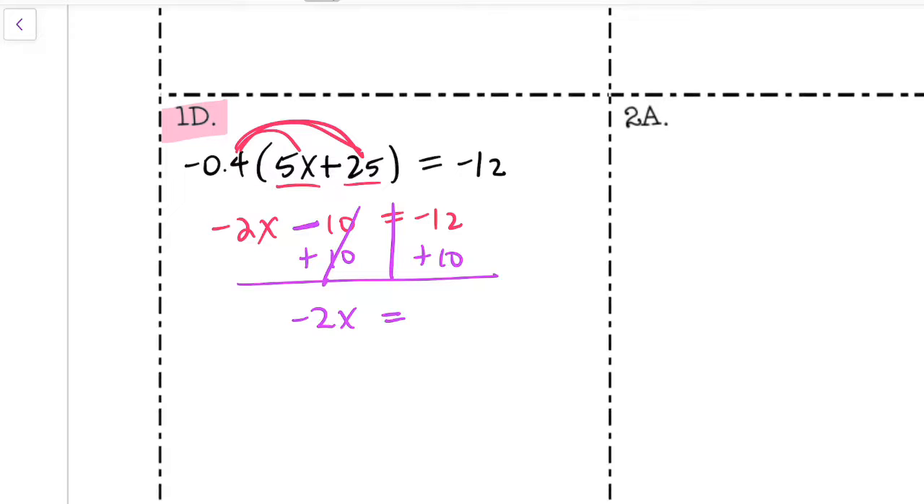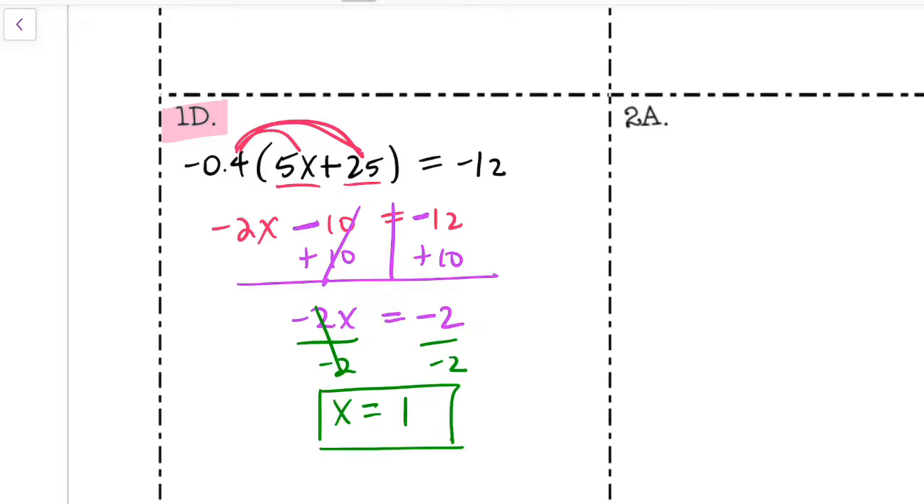Oh boy, same sign, add and keep? No. Different sign, subtract. 12 minus 10, we get 2. Take the sign of the bigger number, negative 2. Negative 2x equals negative 2. Well, the last number attached to x is that negative 2. It's attached by multiplication, and to undo multiplication, I use division. So I divide both sides by negative 2, so I get x equals positive 1.